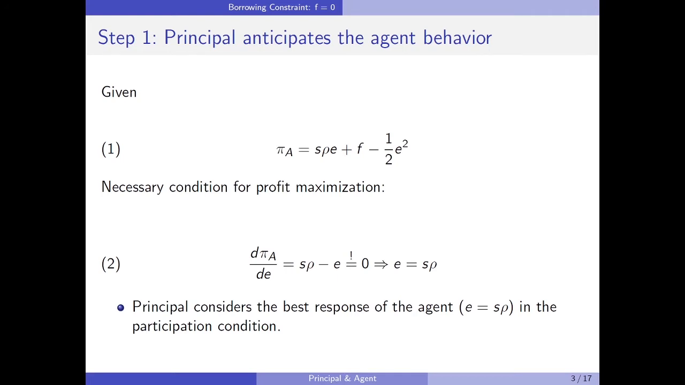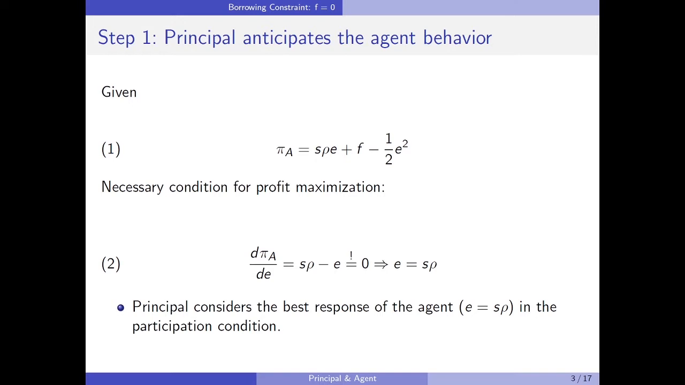For the borrowing constraint, where the fixed salary is 0, we are going to start with the principal anticipating the agent behavior, as it was also discussed in the lecture. We have learned that the agent's profit was given as the function S times rho times E plus fixed salary, this is F, minus the cost, which is given in terms of the effort level. The necessary condition to get the profit maximization in this function was taking the derivative with respect to E, the effort level, which is also the hours worked by the agent. It is given by S times rho minus E, which should be equal to 0. So when we equalize this, we end up with E equals S times rho.